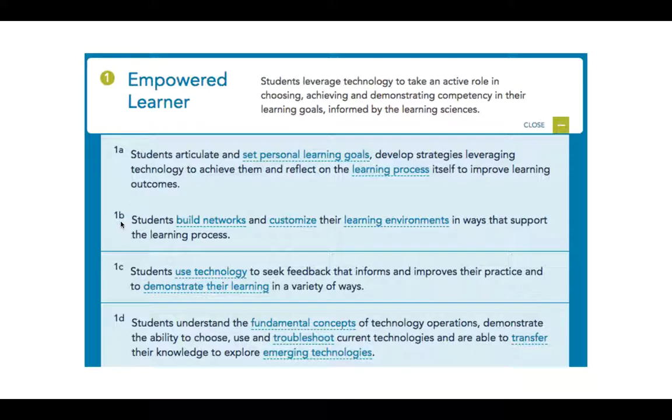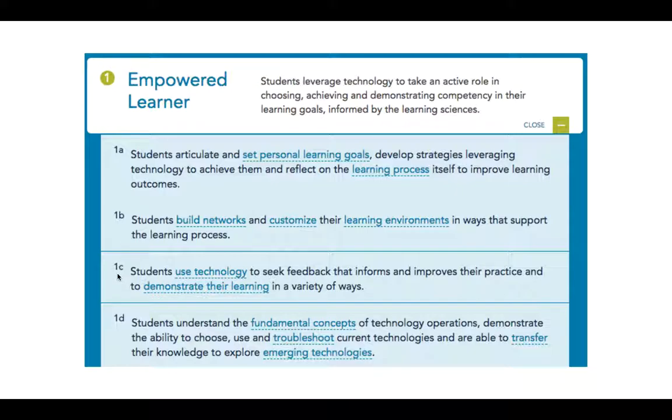The second indicator is that students build networks and customize their learning environments in ways that support the learning process. So what this is saying is that students are able to cater their learning process to meet that specific goal that we were talking about in this first indicator. So they can come up with a plan to achieve their personal goals and create that learning process for themselves.